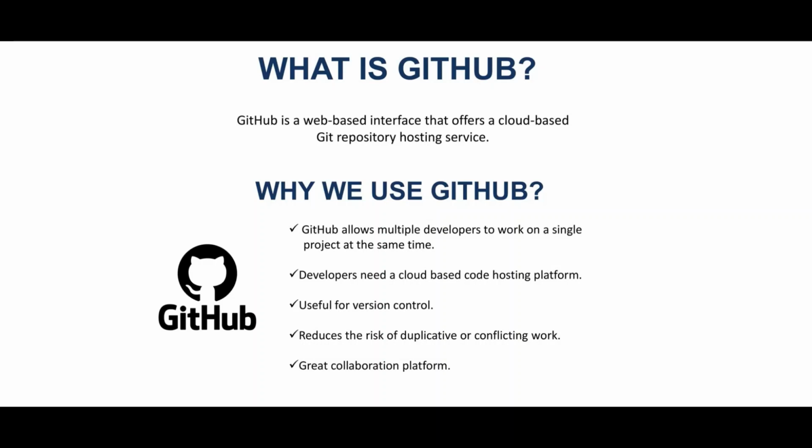We need GitHub because developers need a cloud-based code hosting platform. It is useful for version control as it allows experiments and mistakes without messing up the final product. It reduces the risk of duplicative or conflicting work. It is a great collaboration platform enabling developers to share and co-edit code and files with other developers.